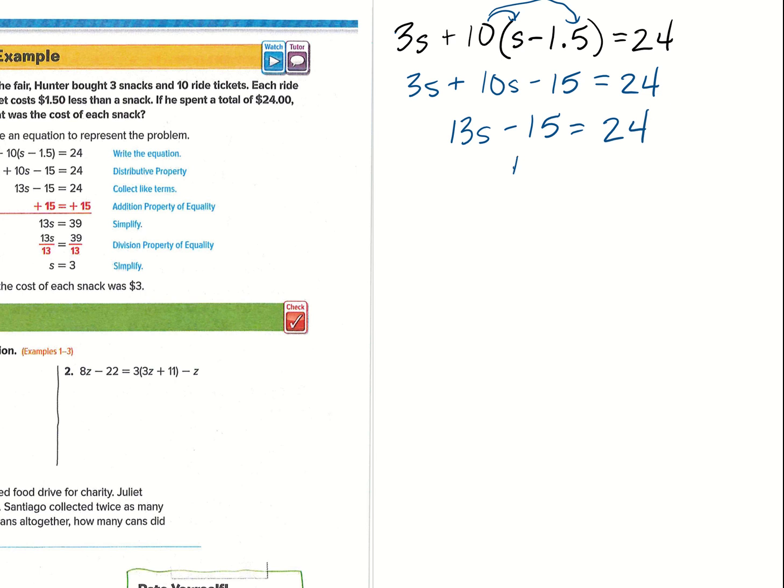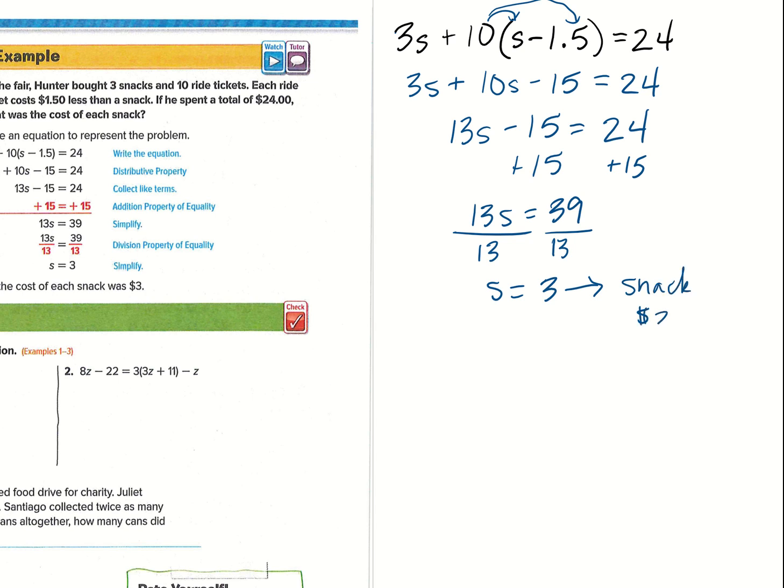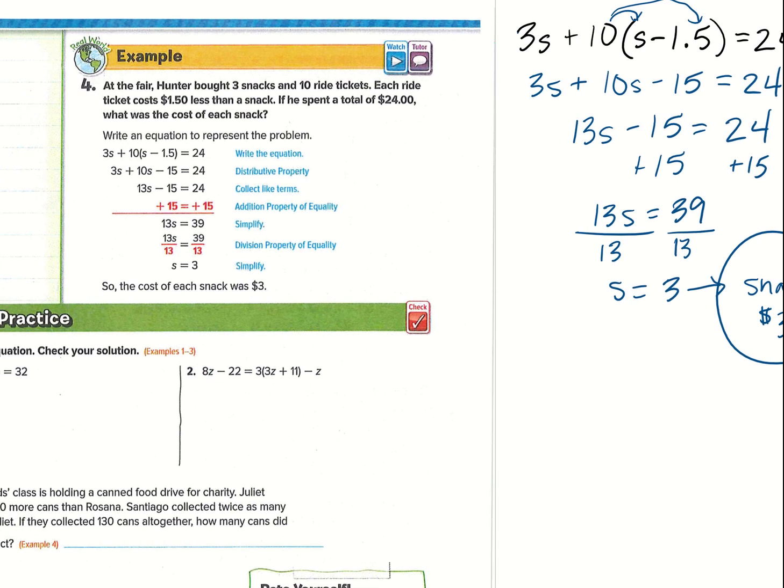All right, add 15 to both sides. We've got 13s equals 39. And finally, divide everything by 13 to isolate the variable, and s equals 3. All right, so each snack costs $3. All right, and that is it for that example.